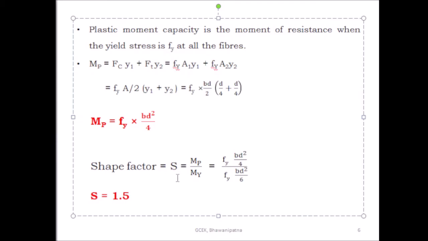So the shape factor is defined as the ratio of the plastic moment capacity to yield moment. This is equal to Fy BD square by 4 divided by Fy BD square by 6. Then this Fy cancels in numerator and denominator. Then BD square by 4 by BD square by 6, BD square cancels. Then this is equal to 6 by 4. So the shape factor is equal to 1.5. So in the rectangular section, the shape factor is 1.5, which is greater than 1.